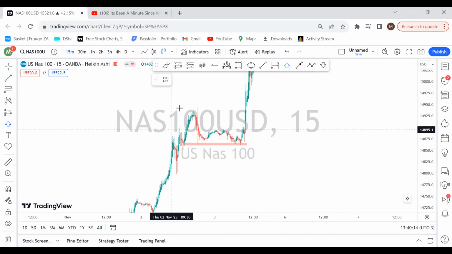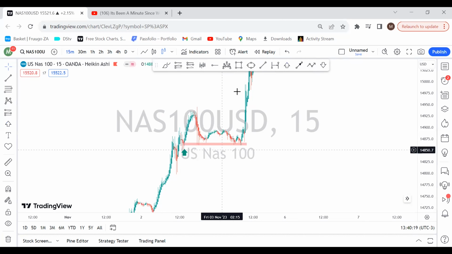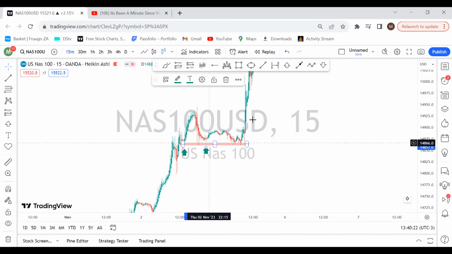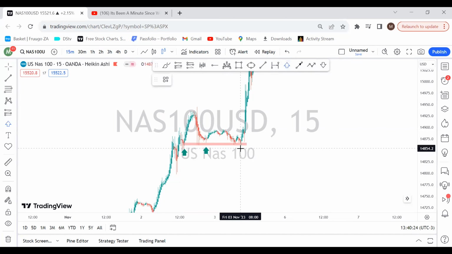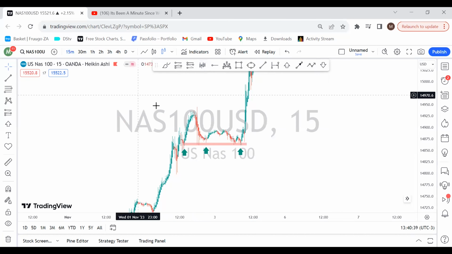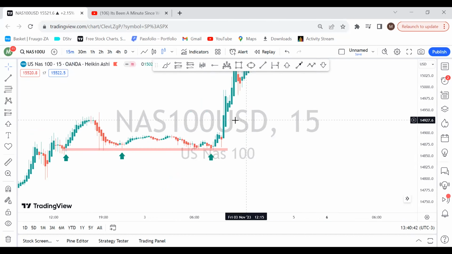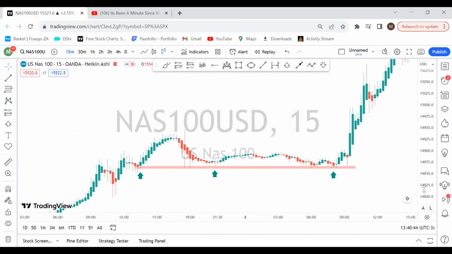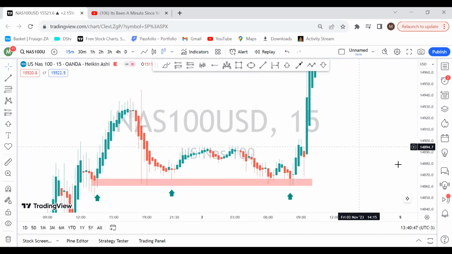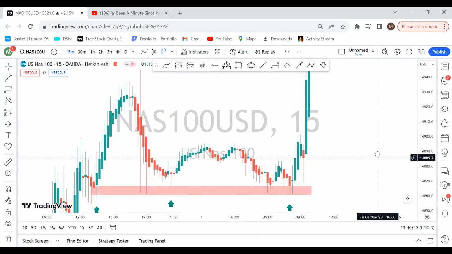So let's count the number of touches on our support. This would be the first one, second one, and then the third one. So remember what I told you, the third one always has the highest probability. You are safer waiting for the third touch. So we're gonna zoom in and look for reversals, the price showing some rejection.